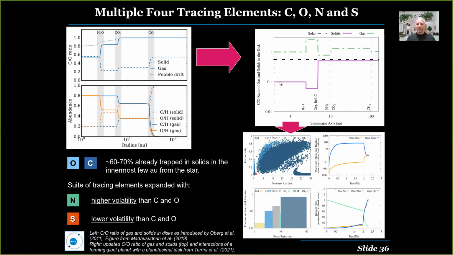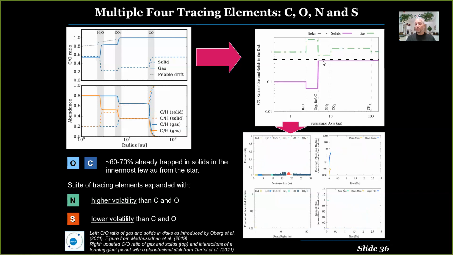as highlighted by the cometary data, for example, of Comet 67P and the Rosetta mission, about 60 to 70% of oxygen and carbon can be already trapped in solids in the first few AU of the disk, which means that after the first few AU, the C/O ratio of solid material can be already very, very close to that of the star and can remain indistinguishably close to the star for most of the extension of the disk.